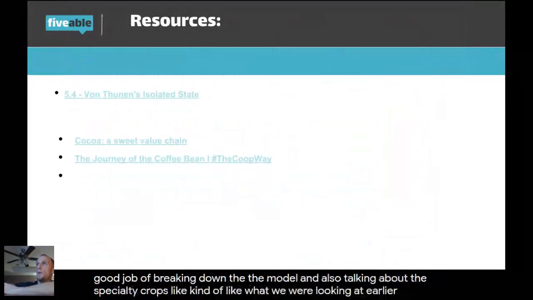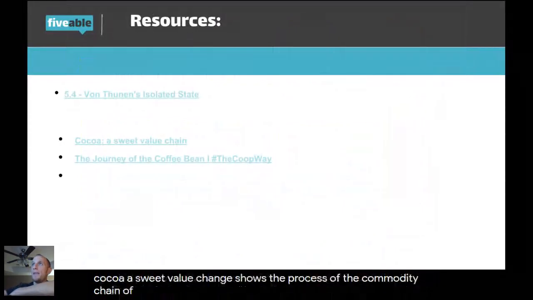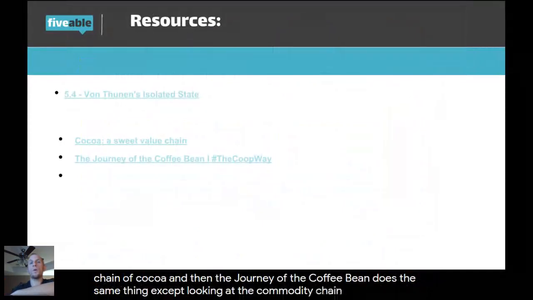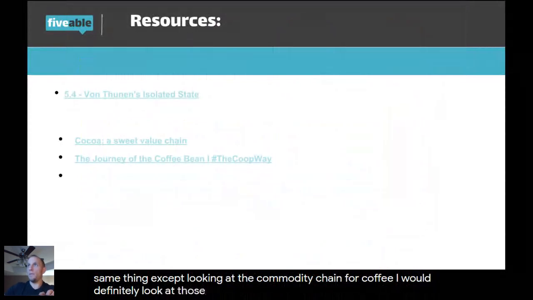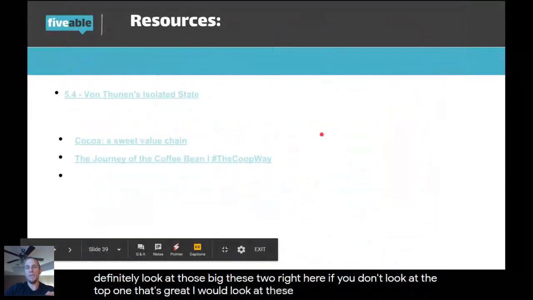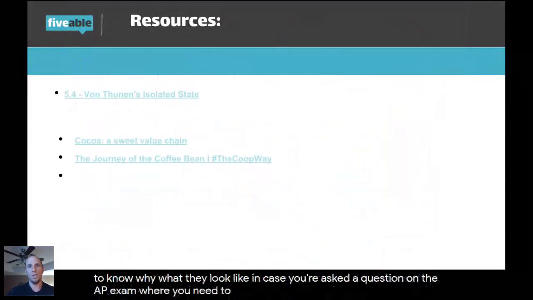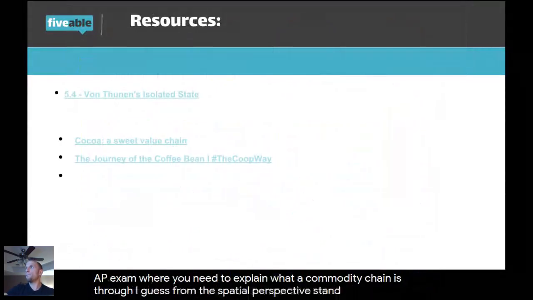The cocoa sweet value chain shows the process of the commodity chain of cocoa. And the journey of the coffee bean does the same thing, except looking at the commodity chain for coffee. I would definitely look at these two right here. If you don't look at the top one, that's great. I would look at these so you have enough insight to know what they look like in case you're asked a question on the AP exam where you need to explain what a commodity chain is from a spatial perspective.